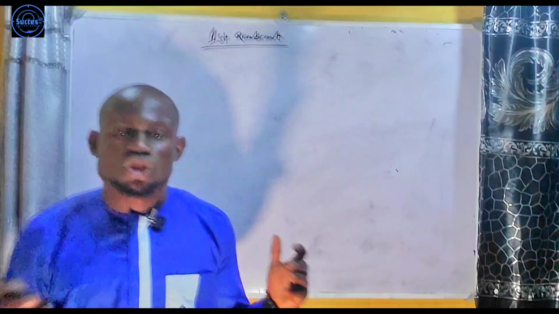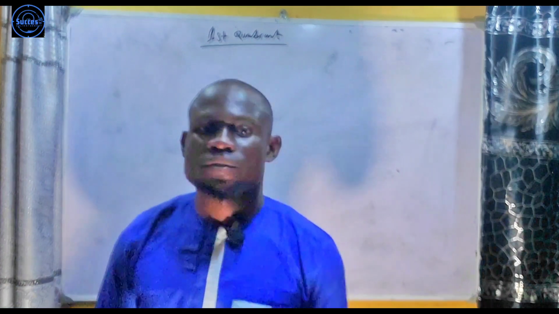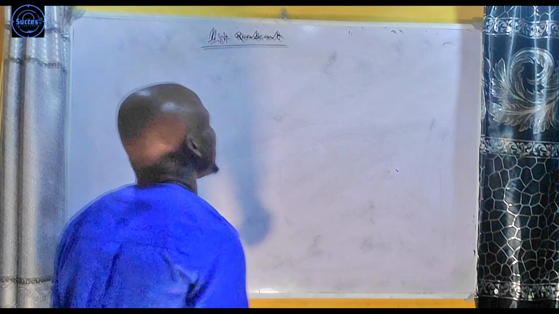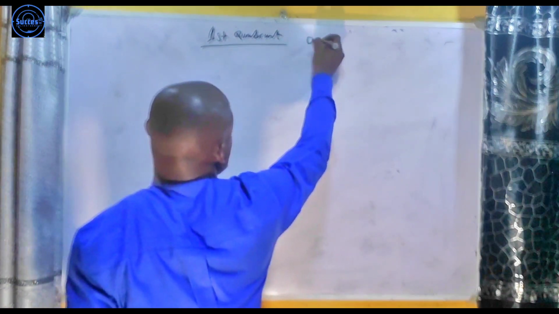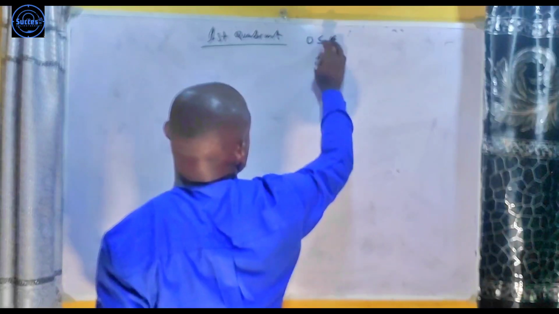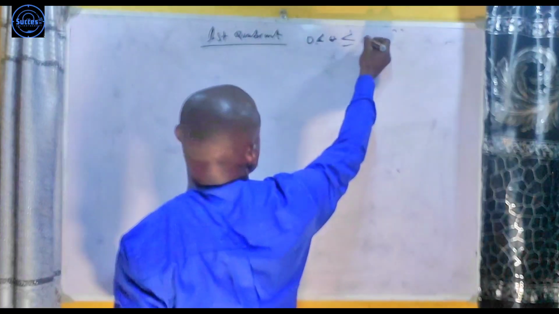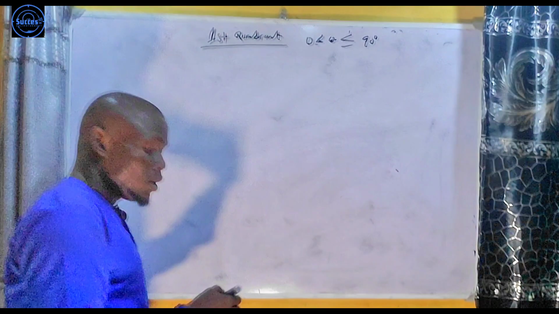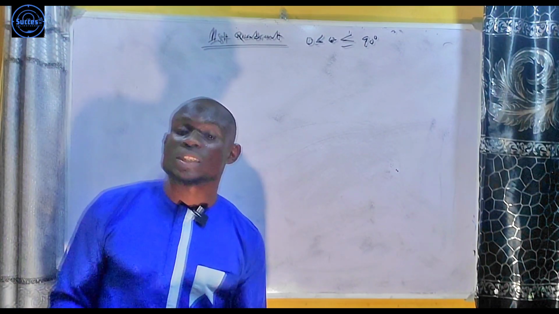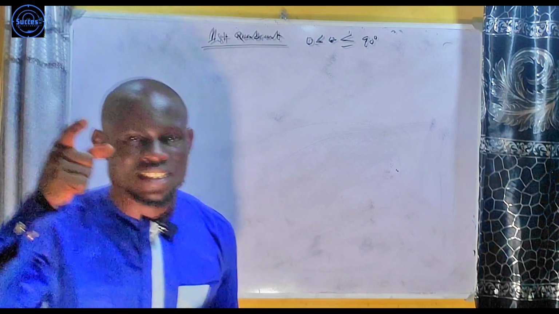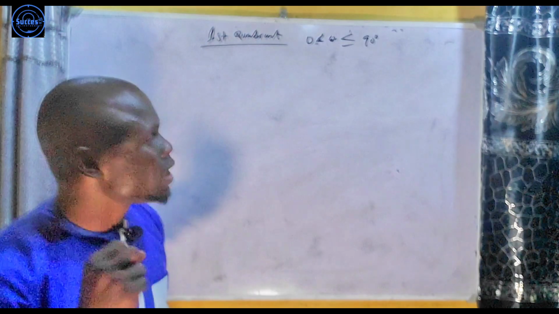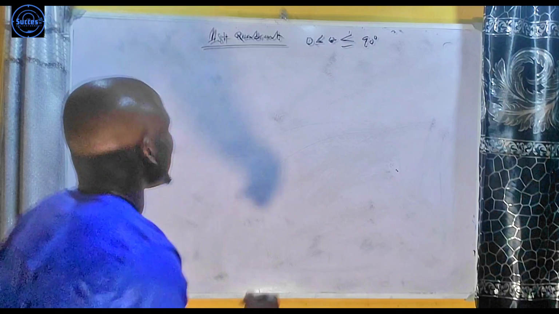Trigonometry of angles in the first quadrant. Don't forget, angles in the first quadrant are angles where 0 is less than theta, which is less than or equal to 90 degrees. They are greater than 0 degrees but not greater than 90 degrees. So this is our first quadrant.